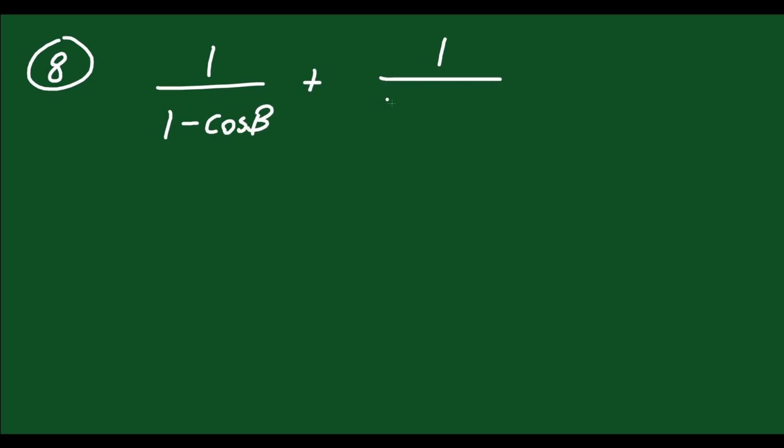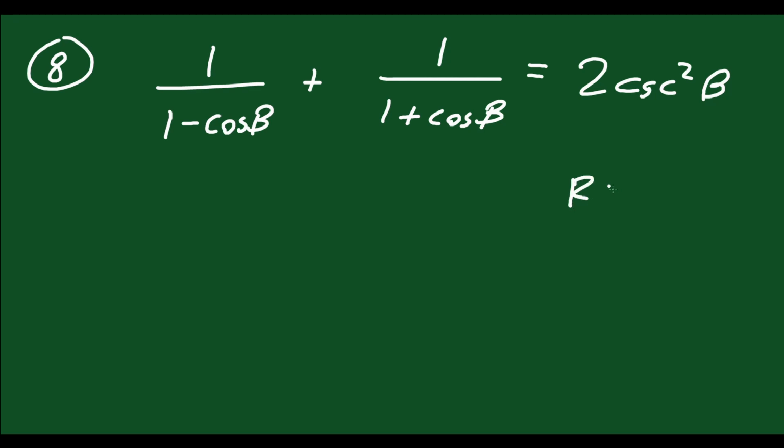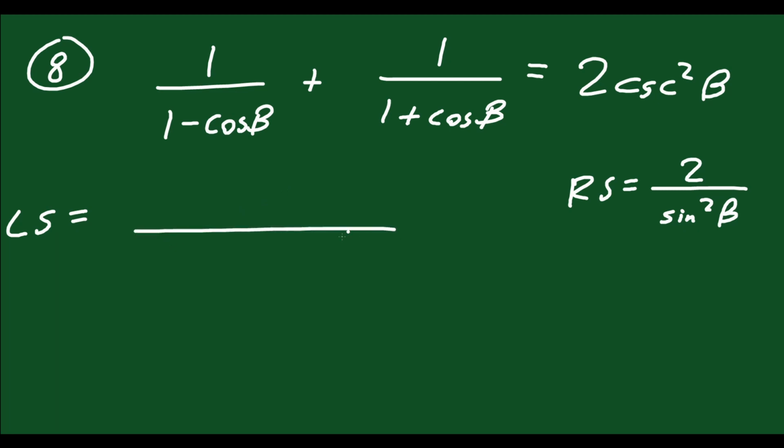Number 8. 1 over 1 minus cos beta plus 1 over 1 plus cos beta, and that equals 2 cosecant squared beta. So on the right, what I have is 2 over sine squared beta. That's what this really represents, right? You can change it to sine. And now on the left-hand side, I need a common denominator, so I'm going to multiply each of these by each other, right? So I'm going to get 1 minus cos beta times 1 plus cos beta. So I'm multiplying the left fraction by 1 plus cos beta on the top and bottom.